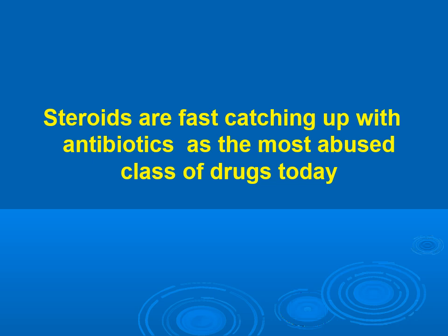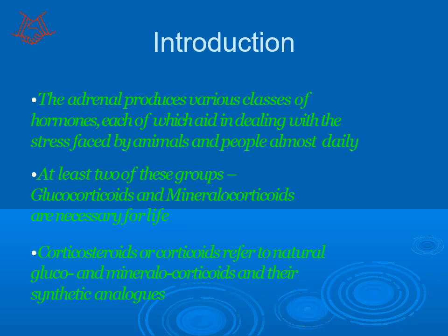Steroids are fast catching up with antibiotics as the most abused class of drugs today. Brief introduction. The adrenal produces various classes of hormones, each of which help in dealing with the stress faced by animals and people almost daily. At least two of these groups, glucocorticoids and mineralocorticoids, are necessary for life. When we say corticosteroids, it means natural gluco and mineralocorticoids and their synthetic analogues.